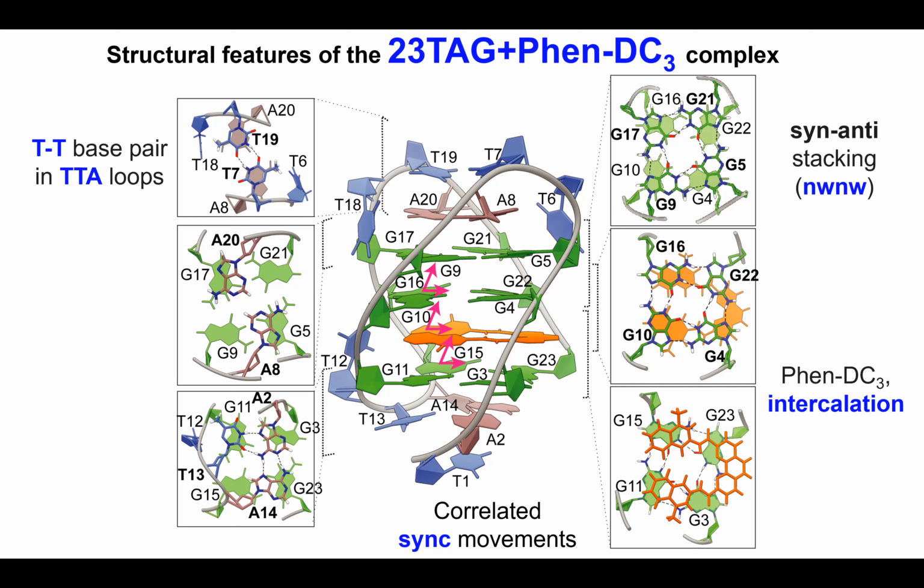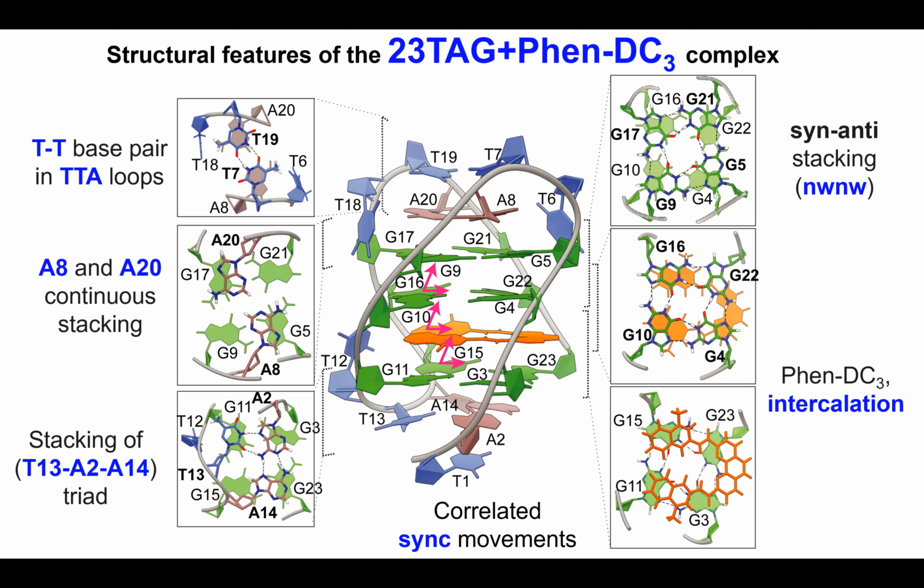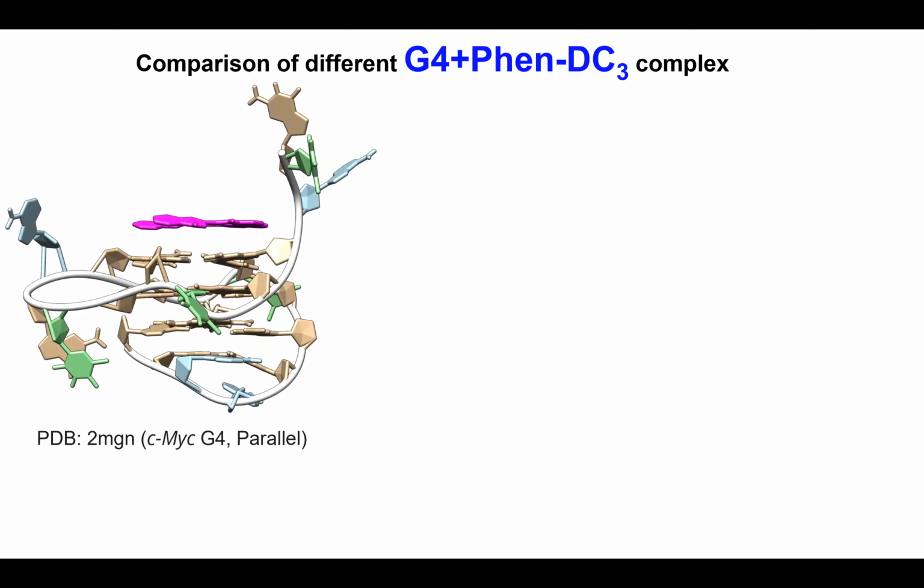There is also some stabilization in the loops, because in the two lateral TTA loops there is TT base pairing, and this is further stabilized by continuous stacking with adenine 8 and adenine 20. And the capping residues T13, A2, and A14 also form a triad, which further stabilizes the 5' quartet and protects the ligand from exchange with the solvent.